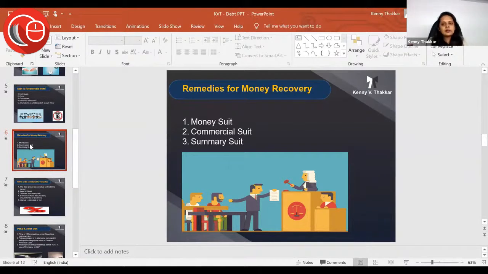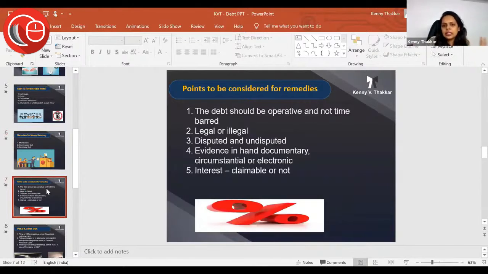In such a case, the defendant, that is the person who owes money, has to really justify and give a bona fide reason before the court as to why he is entitled to defend. He has to take permission to defend the case. So these are the three kinds of remedies that we put up before the court, normally from a civil perspective.